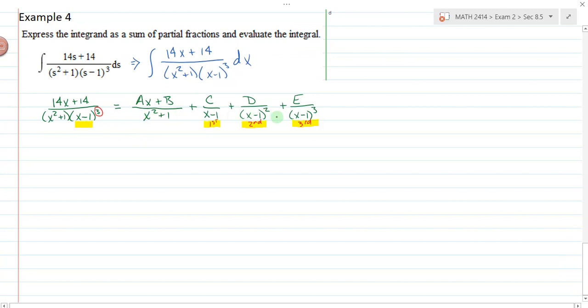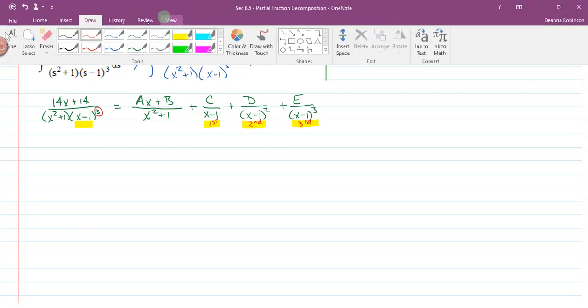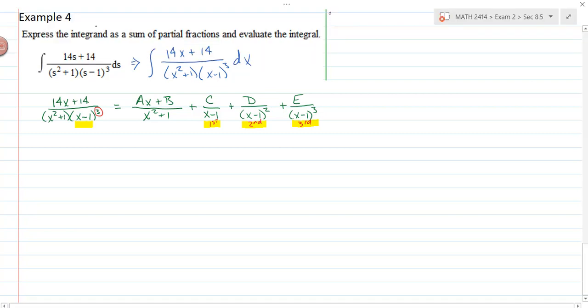Now we're ready to solve for A, B, C, D, and E. Now that's a lot of letters. We're going to have a lot of equations. So our next step, once we have this expanded, is we're going to multiply everything by the least common denominator. And I'm just going to write LCD, just because I don't want to write all that stuff out again. And what I'm left with on the left is just going to be 14x plus 14.